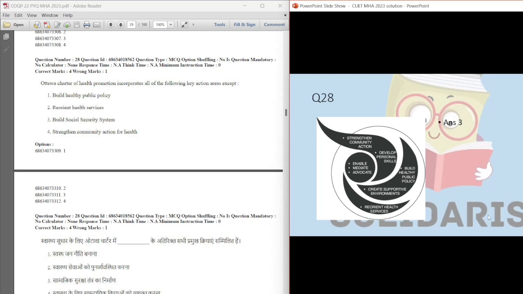Build healthy public policy. We have that also. Develop personal skills. We don't have it. And strengthen community action. So what we don't have in the Ottawa Charter is, sorry, build social security. If you don't know about the Ottawa Charter, let's have a look.